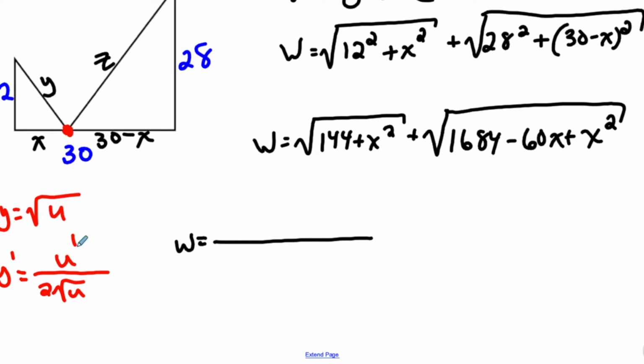So I'm just going to jump right into that. For the first one, 2 times the square root, where my u function is 144 plus x squared. Hopefully you've done enough square roots that you can see that this is what we've ended up with for our derivatives. But if not, that's just a little template. Then the derivative of the inside: the derivative of 144 is 0, plus the derivative of x squared is just 2x.